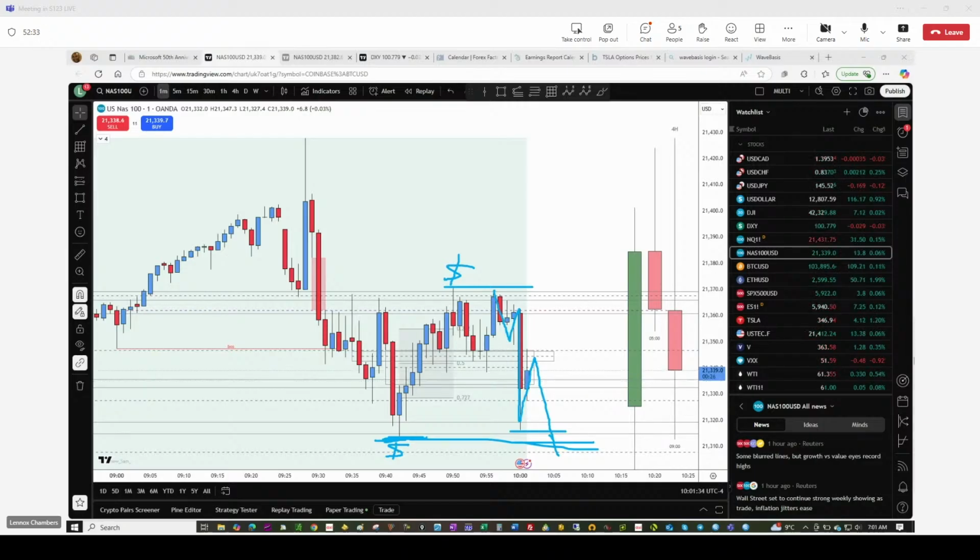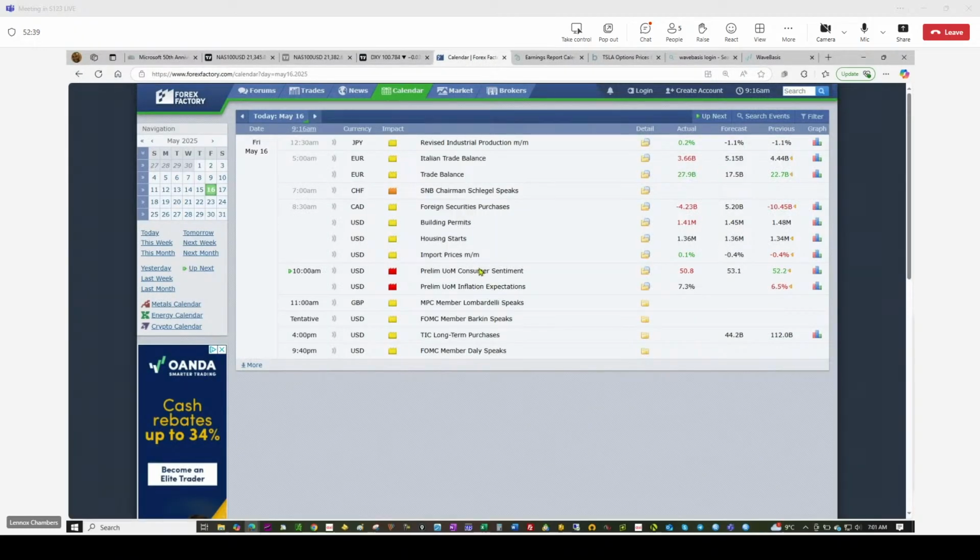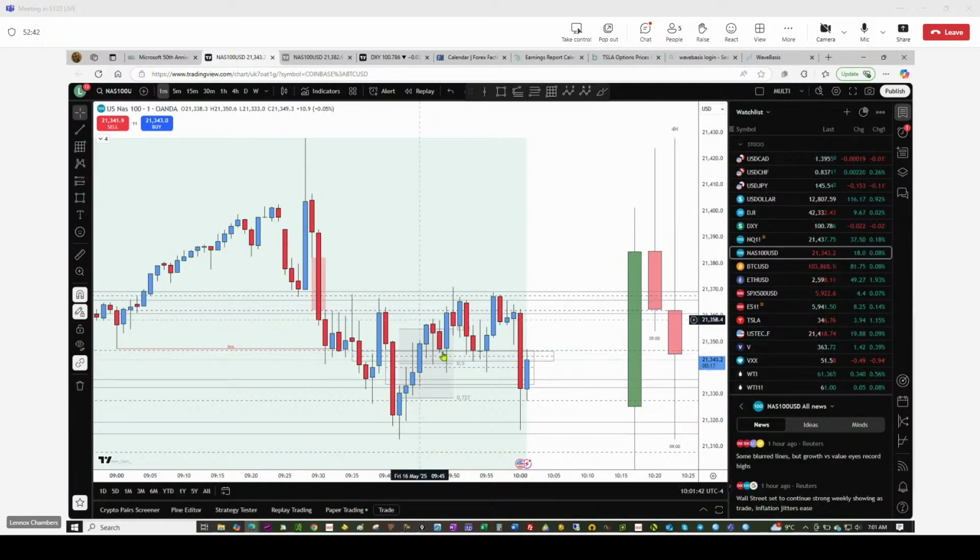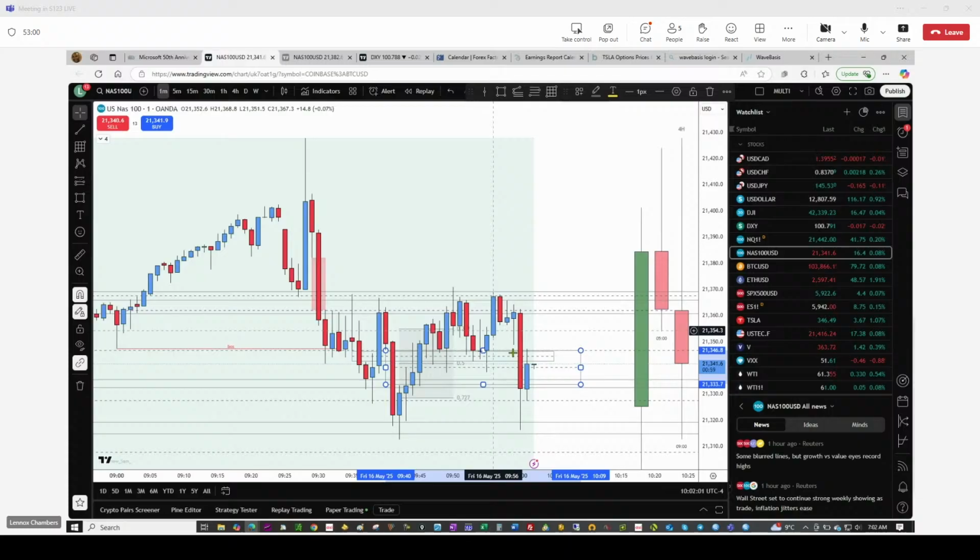So it was consumer sentiment, and the other one was inflation expectations. So it doesn't seem to have much effect on either of them, really. It's just a bit of a blip here. This is more like a fly buzzing in your ear more than anything else, or a mosquito type of effect here.